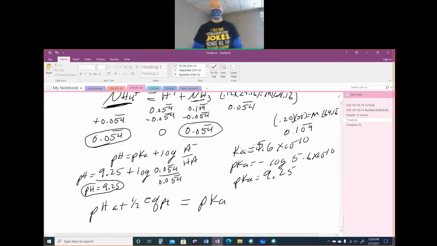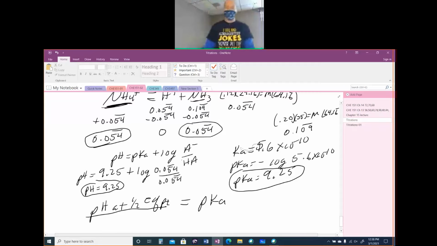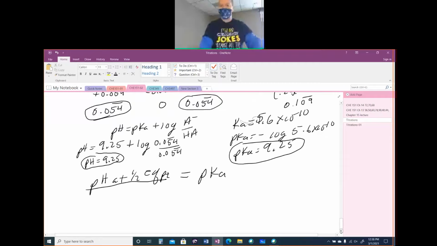But we had already done that in a previous problem where we had a buffer and we already had our pKa. And so we already had our answer. So once you have calculated the pKa, you know the pH at the half equivalence point. Because at the half equivalence point, your A minus and your HA are exactly the same concentration. The log of 1 is 0. And your pH is equal to your pKa. All right, so do not miss the easiest question on the test, which is simply the pH at the half equivalence point. That is the pKa.